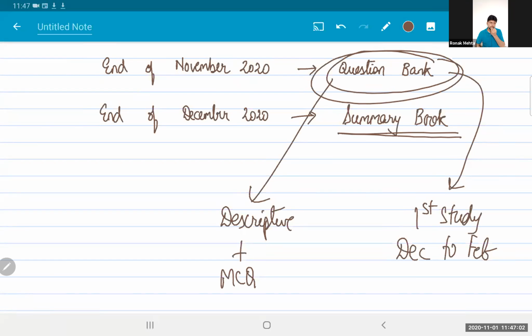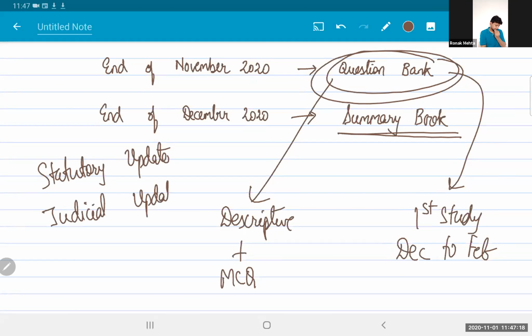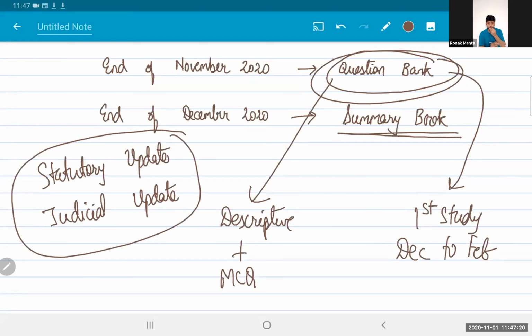And the last thing, whenever the CA Institute comes out with a statutory update and a judicial update, whenever it comes out with these two, we will have a Zoom app lecture like this at a time convenient for all of us. Maybe after the institute releases these two, a week or 10 days later, we will have this Zoom app lecture where I will discuss the statutory update and the judicial update.